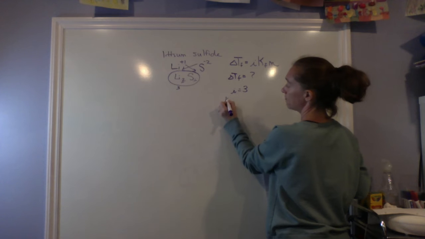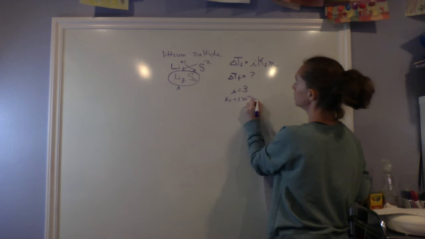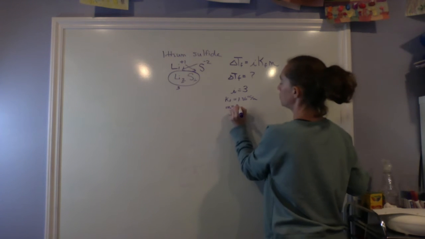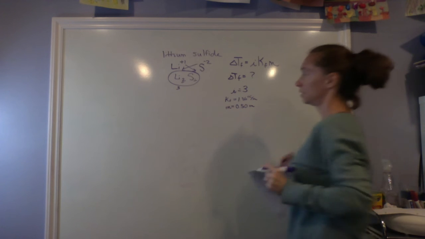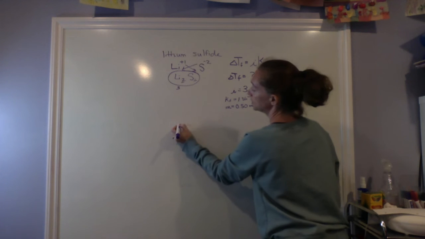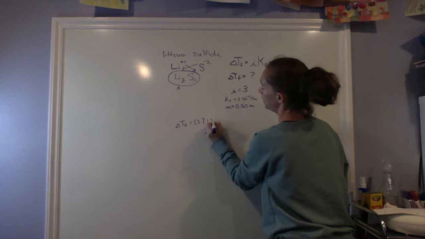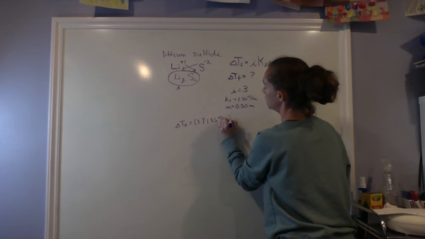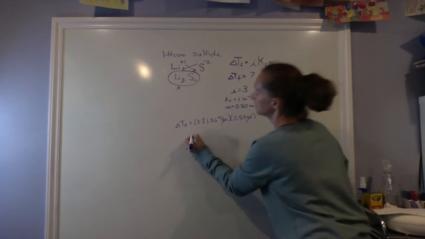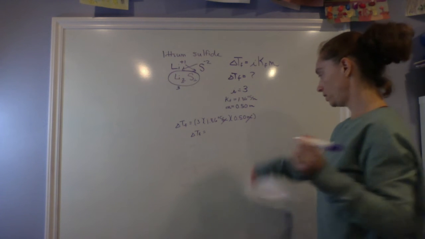KF is the same value that we've used. It's a constant, 1.86 degrees Celsius per molal. And then our molality was 0.50 molal. So now we're in the same situation we were in before. We just plug and chug. Solve for delta TF. Delta TF equals 3 times 1.86 degrees Celsius per molal times 0.50 molals. Molals cancel out. Delta TF equals 2.79.